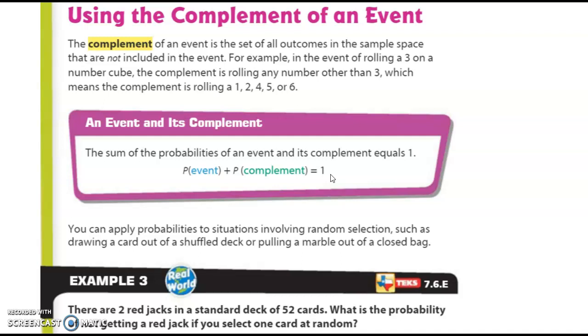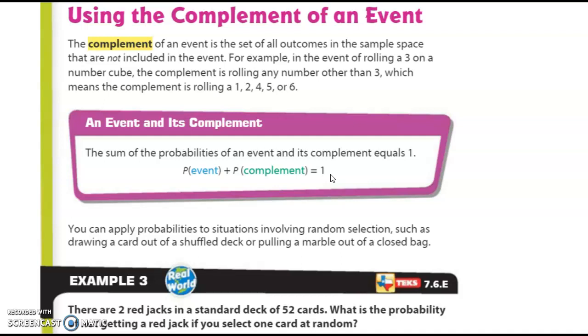The probability of what I'm trying to find plus the probability of what I'm not trying to find must always equal 1 or its equivalent. That means it must always equal 100%, or 1.0, or 1 out of 1, or its equivalent in ratio form. You can apply probabilities to situations including random selection, such as drawing a card out of a shuffled deck or pulling a marble out of a closed bag.